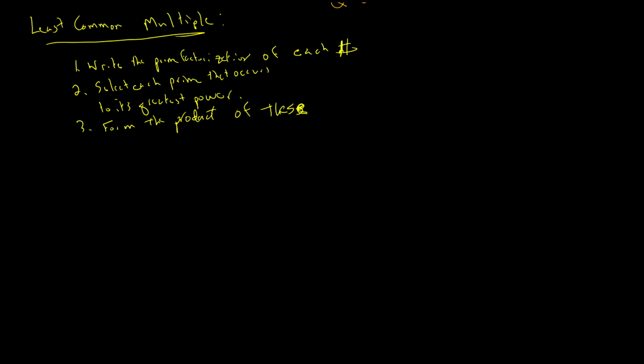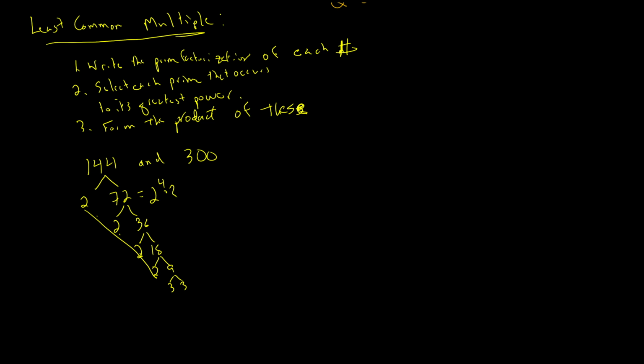Alright, let's look at an example of the least common multiple. So if I want to find the least common multiple of 144 and 300, I'm going to prime factorize both of these. So I'll start with the 144. That's 2 times 72, which is 2 times 36, which is 2 times 18, which is 2 times 9, which is 3 times 3. So there's 1, 2, 3, 4. So that's equal to 2 to the 4th times 3 to the 2nd.